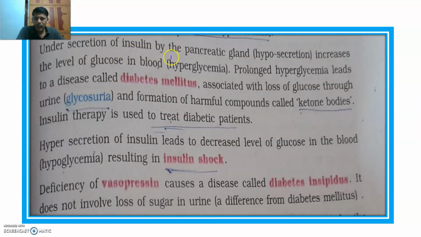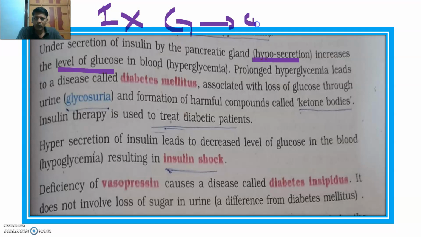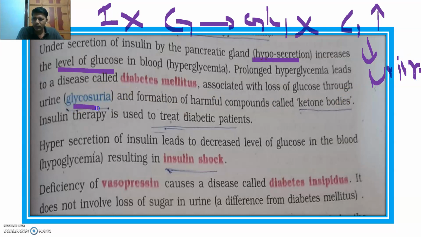It is caused by undersecretion of insulin by the pancreatic gland. For example, in a diabetic person there is no insulin in the body. If there is no insulin, glucose is not converted to glycogen, and glucose levels increase in our blood. This glucose comes outside through the urine. This is called glycosuria. It was asked in previous NEET papers, in the 2020 NEET exam.